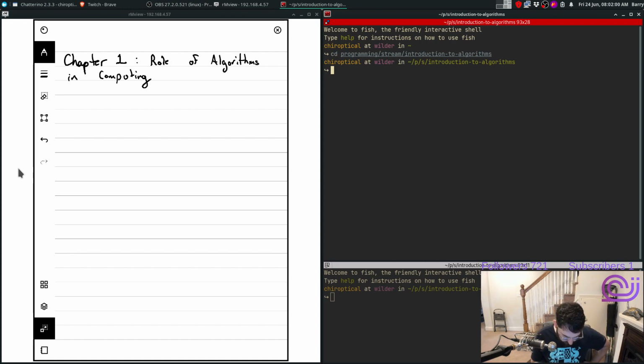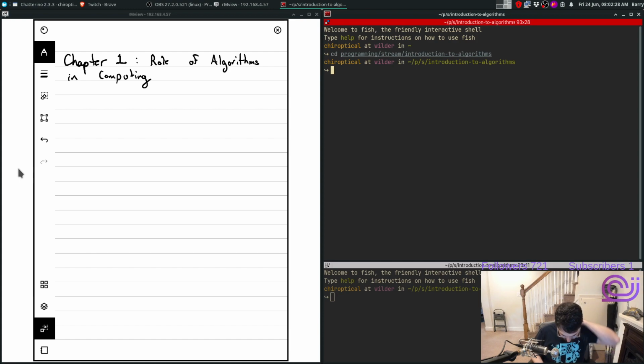All right, so an algorithm is any well-defined computational procedure that takes some value or a set of values as input and produces some value or a set of values as output in a finite amount of time. The algorithm is a sequence of computational steps that transform the input into the output. You can also view an algorithm as a tool for solving a well-specified computational problem.